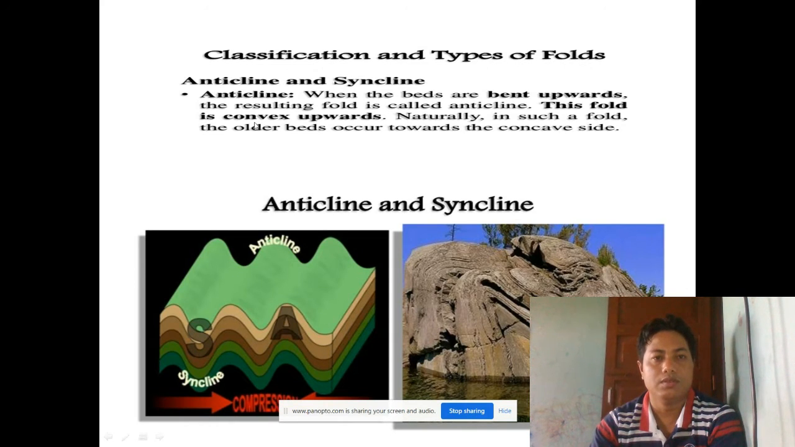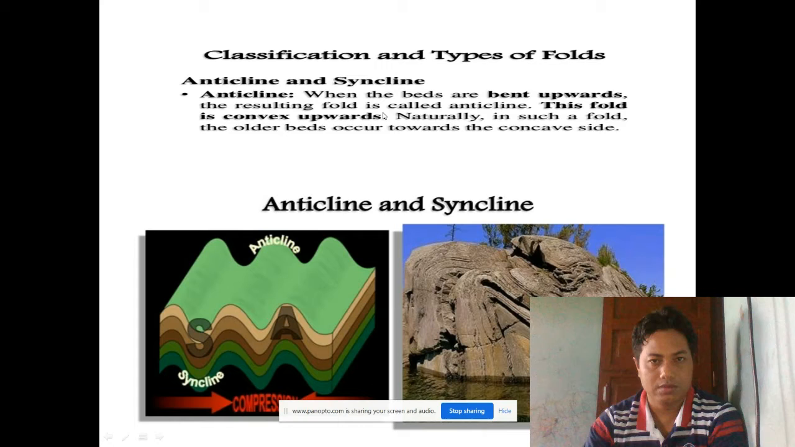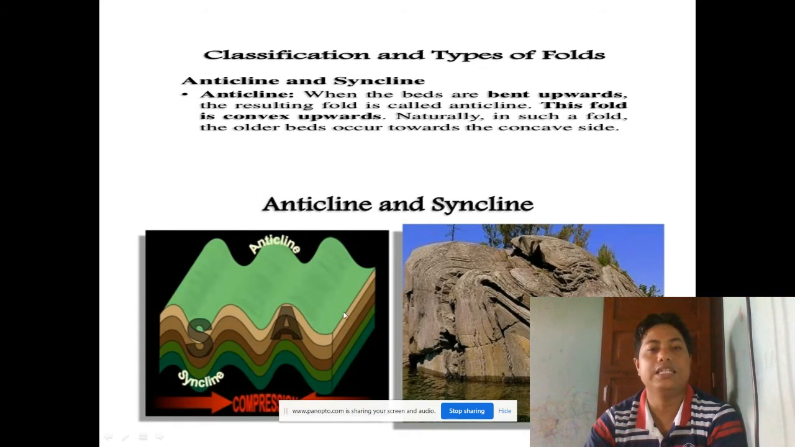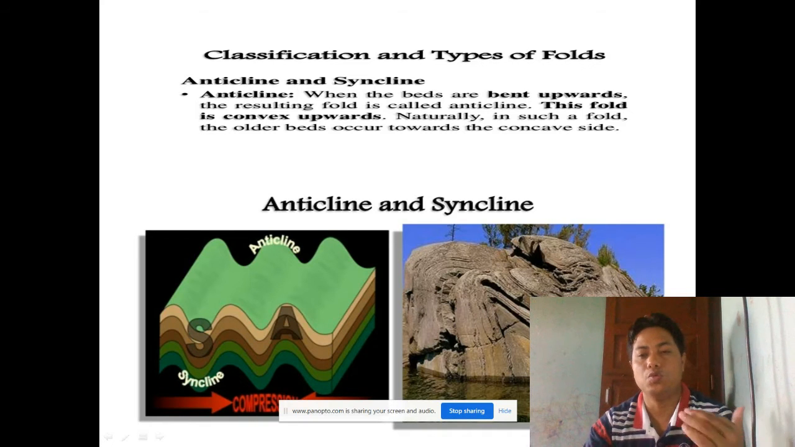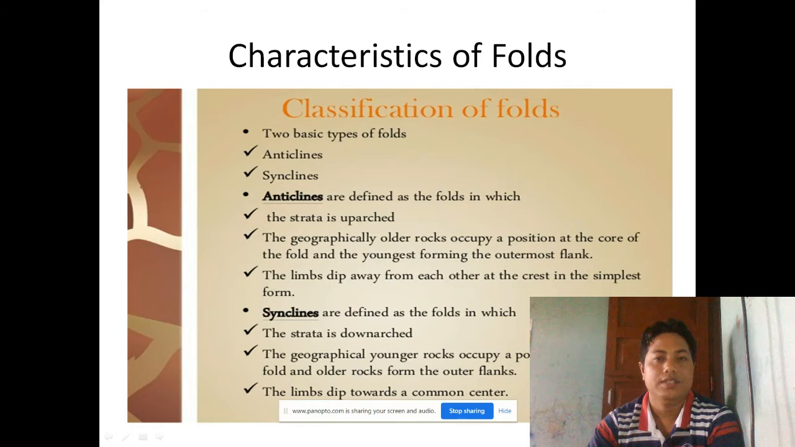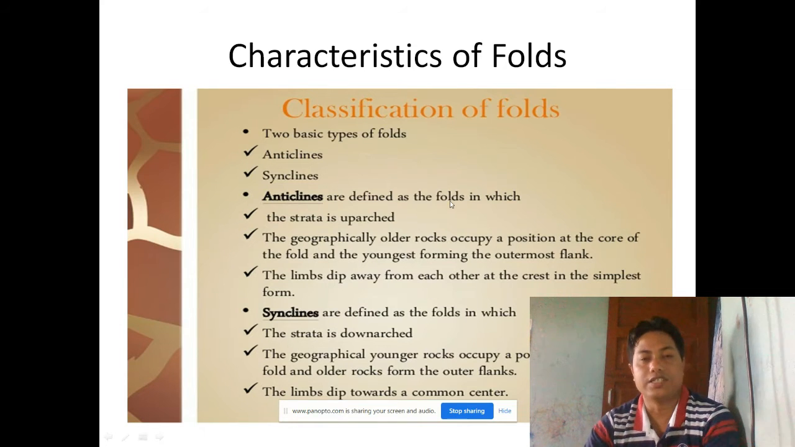When this is convex, naturally such a fold is older towards the concave side. The resulting fold is convex upward. This is anticline. When the bend is downward, then it is called syncline. Basically, it is formed by the compression between two forces from opposite directions. So these are the characteristics.